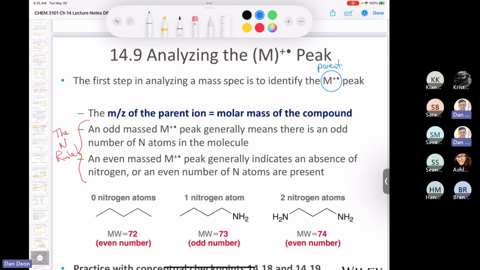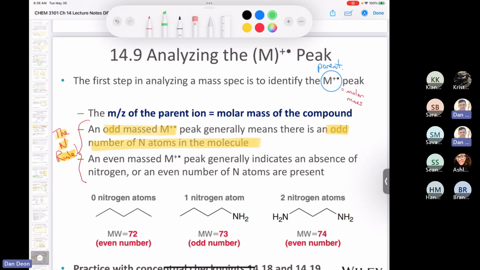It depends on the molecule. Now it says here, the mass over charge of the parent is equal to the molar mass of the compound. So all it's saying is that this is equal to the molar mass. I'm pretty sure you had that figured out already. Then here's the nitrogen rule, and again, you have to know it. If you have an odd mass for your parent, it means there's an odd number of nitrogen atoms in the molecule. Odd mass, odd number of nitrogens.